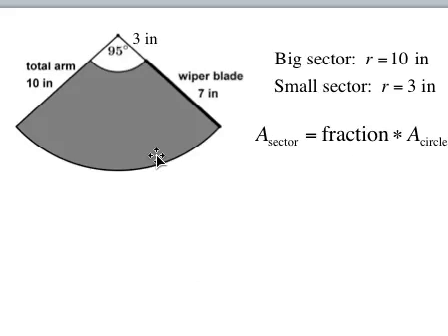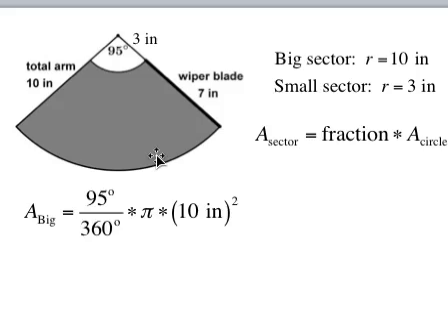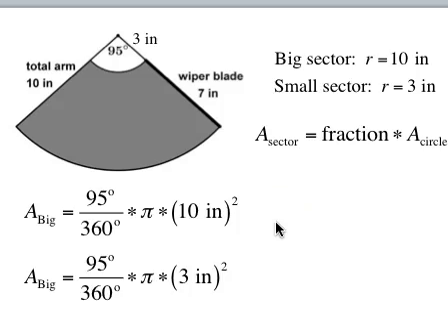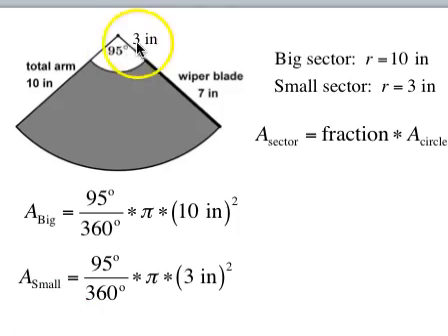So again, the area of the sector is the fraction times the area of the circle. The area of the big sector, 95 degrees divided by 360, times pi times the radius squared. That's, of course, 100 pi square inches. The area of the small one is what that should be. Let me go ahead and fix that. So the area of the small piece is the fraction, 95 degrees out of 360 degrees, times pi r squared, times pi times 3 inches squared. That's the small piece.